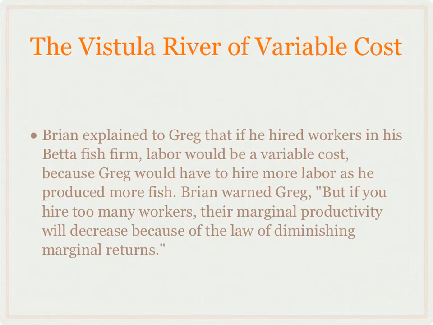Brian explained to Greg that if he hired workers in his betta fish firm, labor would be a variable cost, because Greg could have to hire more labor as he produced more fish. Brian warned Greg, but if you hire too many workers, their marginal productivity will decrease because of the law of diminishing marginal returns.